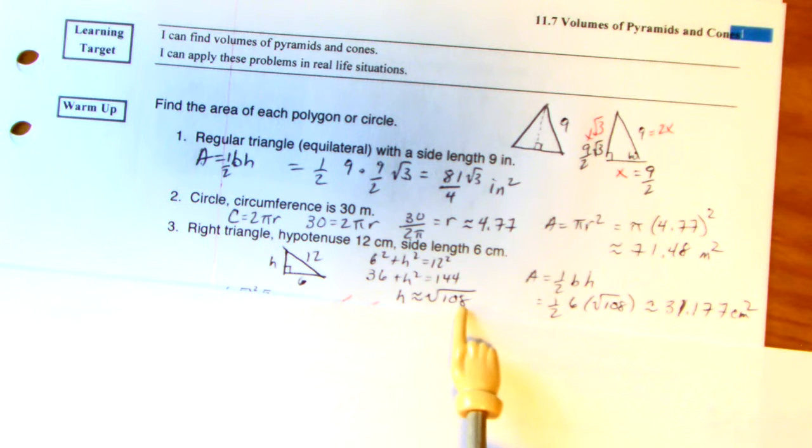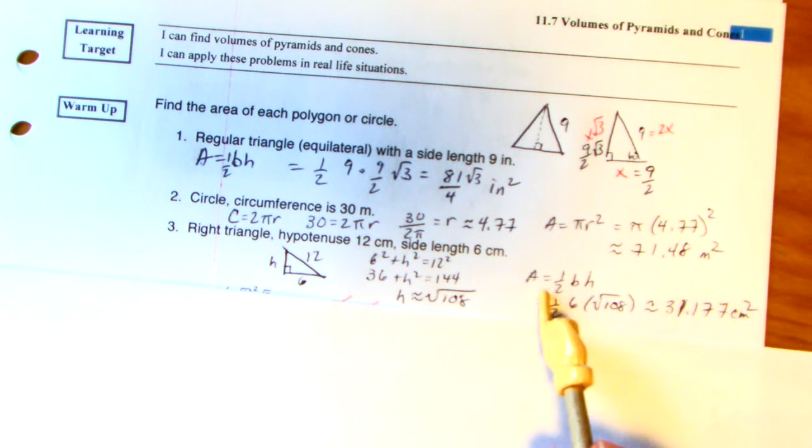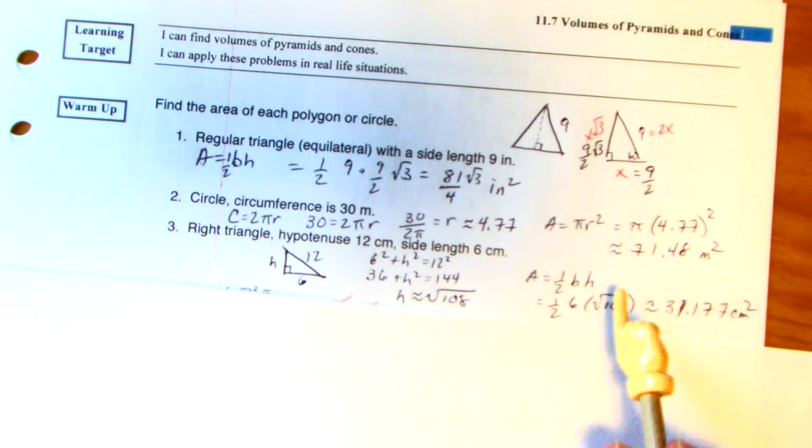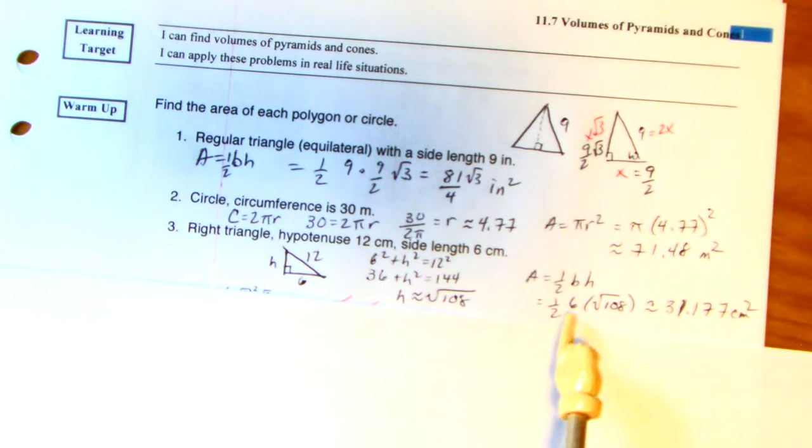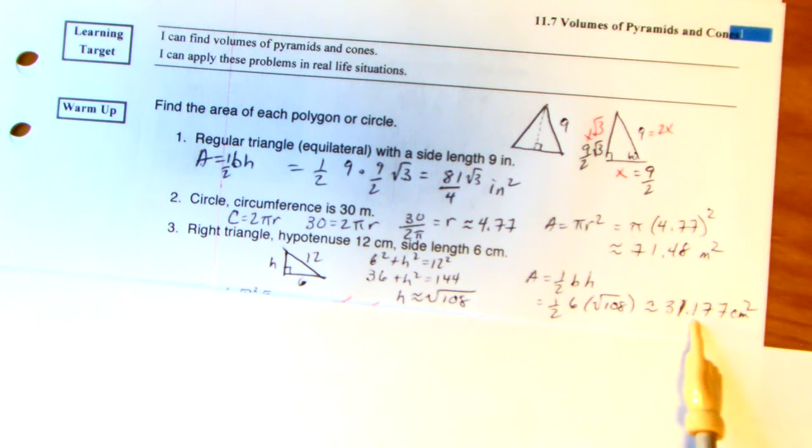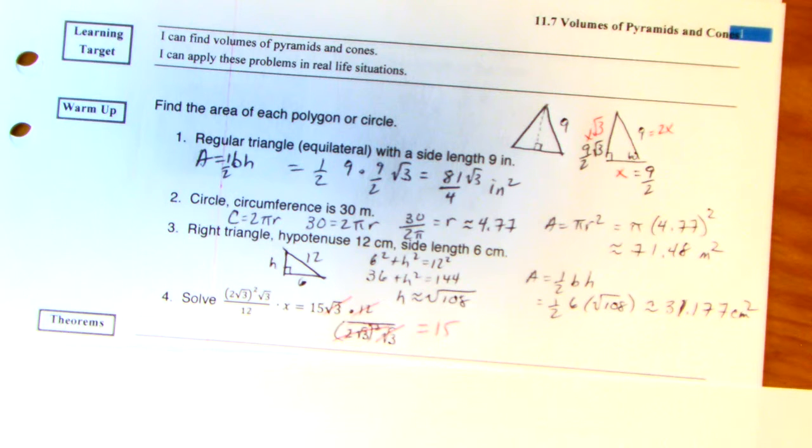And I know I'm going through this fast, so you're going to have to pause it and write these down. Area of a right triangle is 1/2 base times height. So I have 1/2, your base is 6, your height is square root of 108. Put that all in the calculator. It's about 31.177 centimeters squared. Now this problem is interesting because I had a different answer when I originally did it.